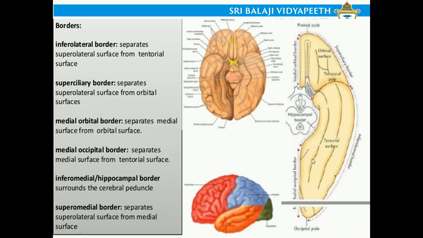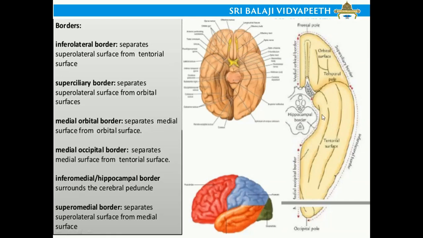So the tentorium cerebelli will pass on the medial aspect of the cerebrum here, and the surface of the cerebrum which is very closely present along the interpeduncular fossa area is called the hippocampal border. Why am I giving the word hippocampal border?